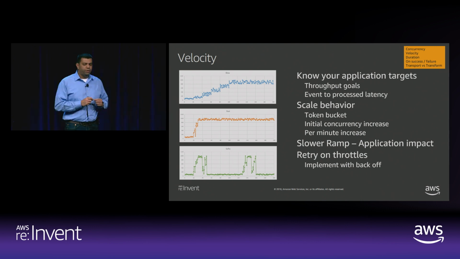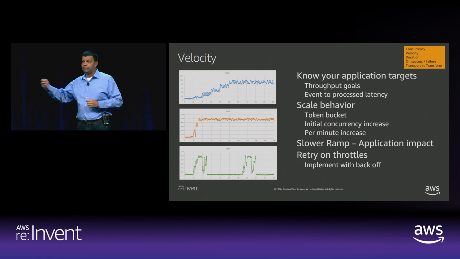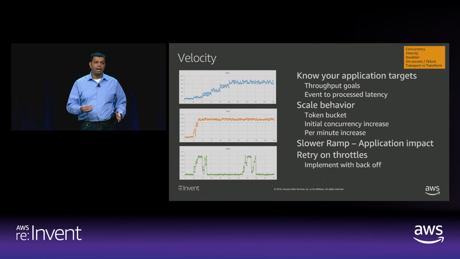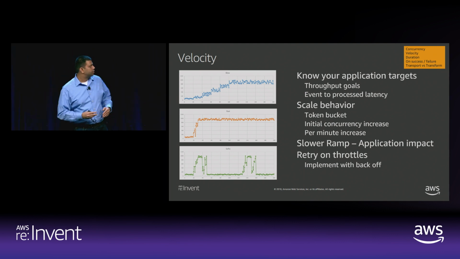Now, there is a fixed predefined scale behavior that Lambda has, and it basically follows a token bucket mechanism. Whenever your application invoke rate increases, Lambda grants you an initial bucket of concurrency, and then it ramps up at a certain rate. So depending on the region, when your application is trying to scale up, it goes to between 500 and 3,000 concurrency immediately, and then it goes at 500 a minute. So the slope of the ramp is 500 a minute, and the initial grant is really dependent on the region.